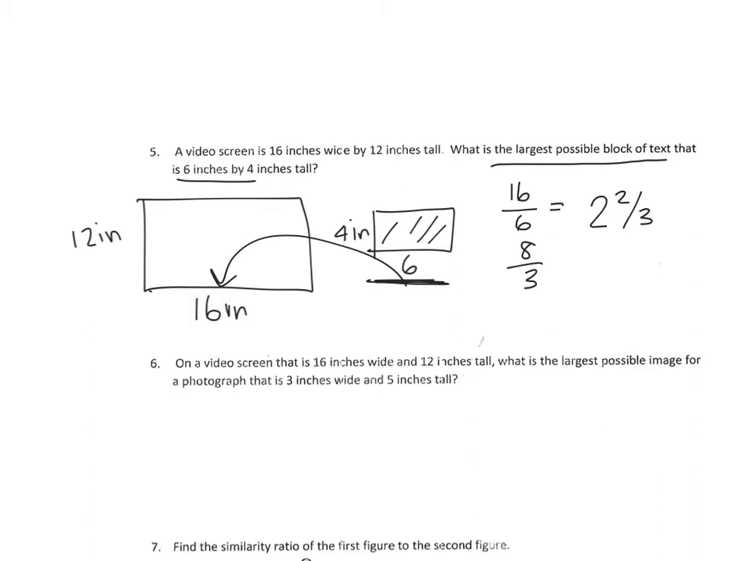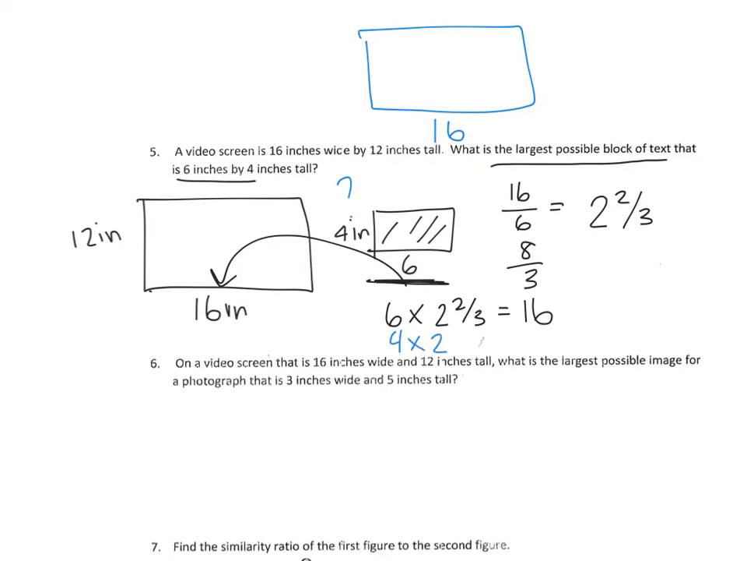Now, if I multiplied 6 by 2 2/3, I get 16. In order to keep the same proportion, in order to keep blowing up that 4 by 6, this is 16. What's going to happen with this 4? Well, I'm going to multiply this 4 by 2 2/3 too. So I do 4 times 8/3, and I get 32 on the top divided by 3. So it's 32/3, which is 10 2/3.